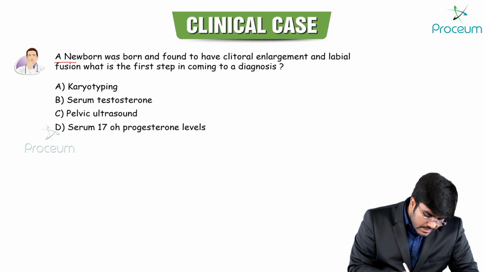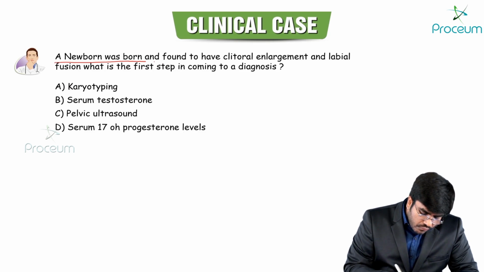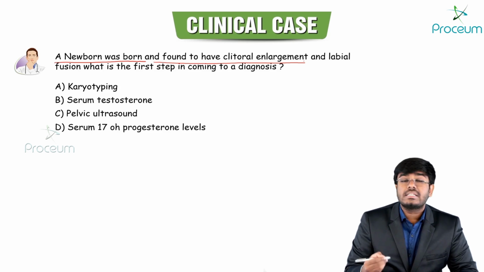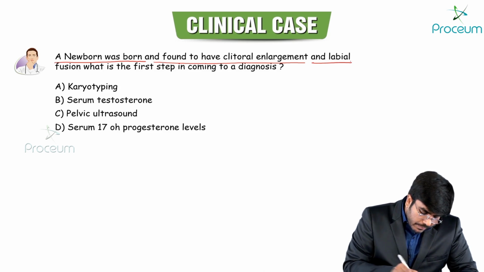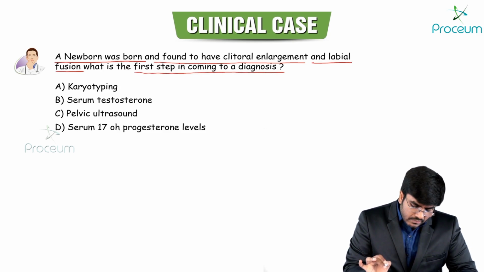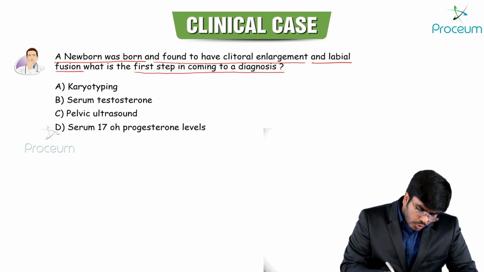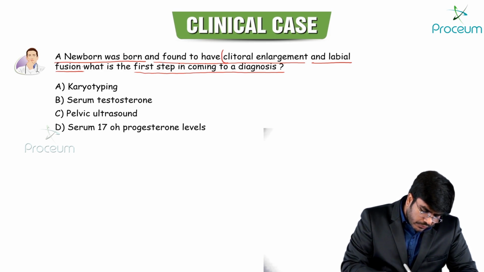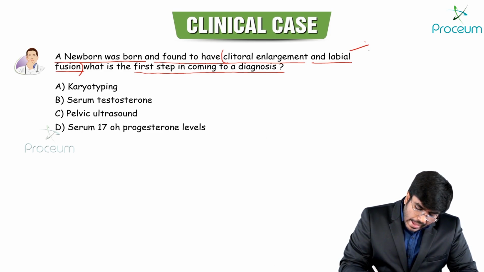A newborn was born and found to have clitoral enlargement and labial fusion. What is the first step in coming to the diagnosis? Guys, what they are saying is there is this clitoral enlargement and labial fusion. Clitoral enlargement and labial fusion means nothing but ambiguous genitalia.